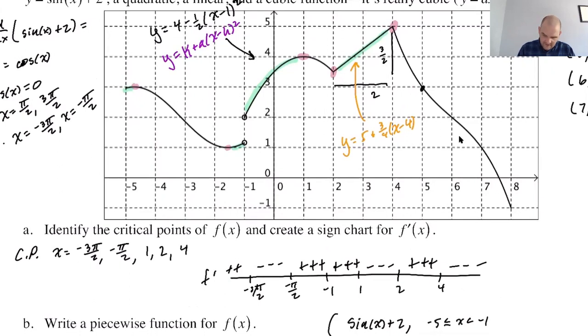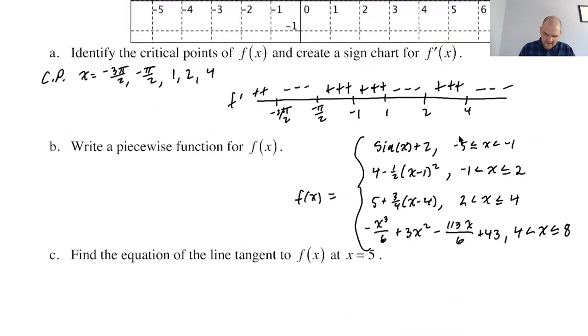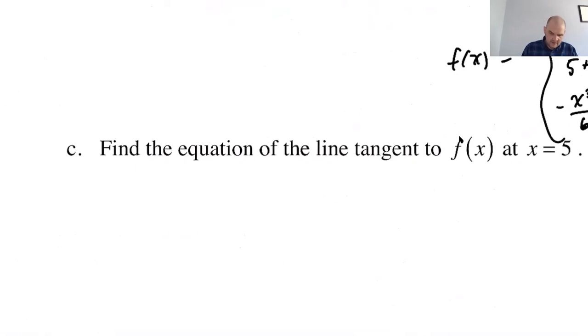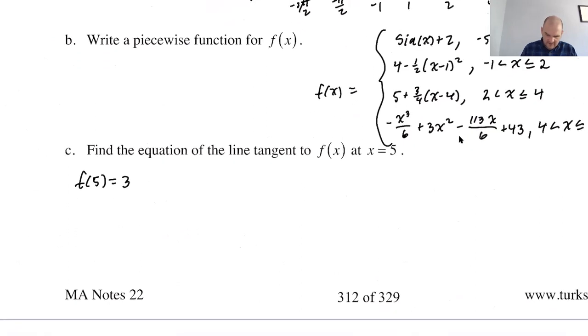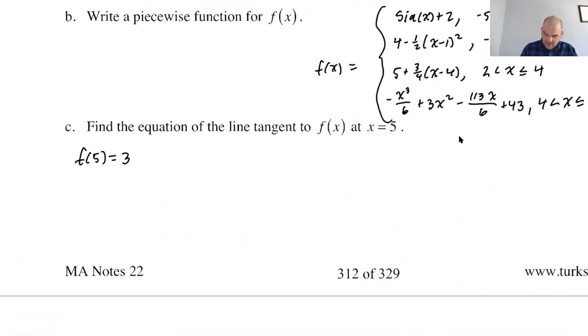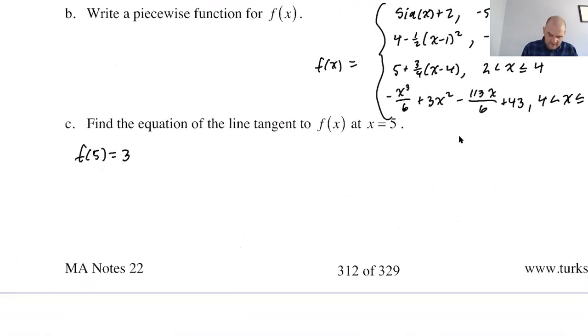F of 5 is 3. So that's good. Let's write that down. F of 5 equals 3. All right, we need f prime of 5, which I honestly feel like I'm going to end up using a calculator on, but let's start off.